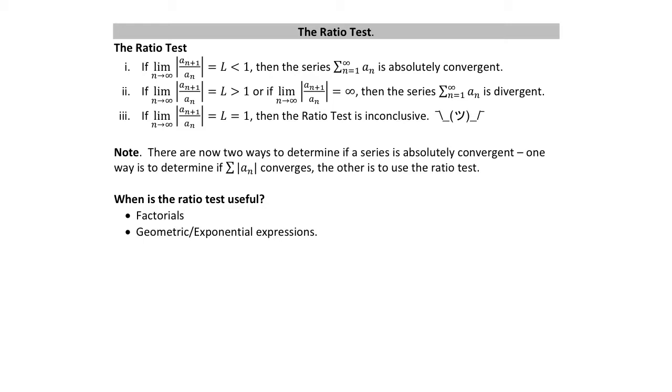The ratio test is actually based upon or proven using geometric series. And remember that a geometric series converges when the common ratio is less than 1, and the geometric series diverges when it's greater than 1. When the common ratio is equal to plus or minus 1, it diverges, but in our case, the series could converge, so you'd have to use a different test.